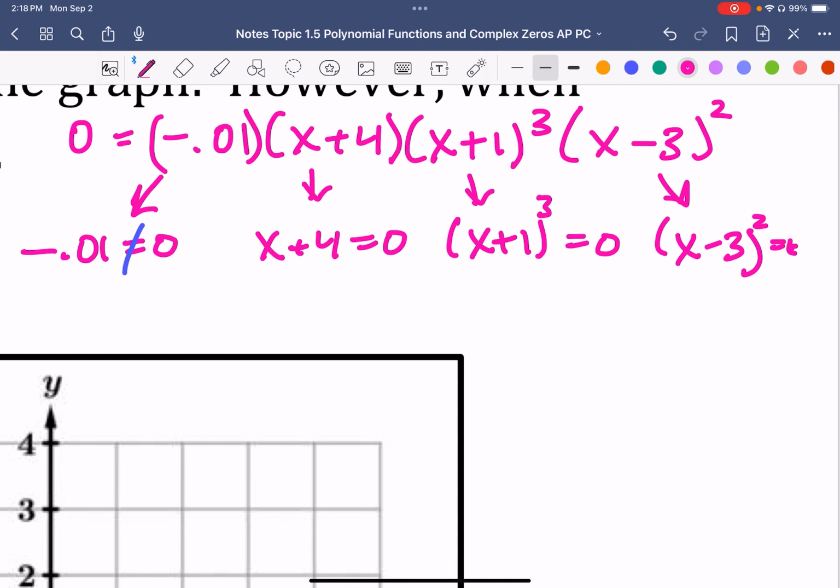Okay. On the next one, we know we have x equals negative 4. And if I look back at the factor, x plus 4 didn't have an exponent, so that degree has to be 1, which means that my multiplicity down here will also be 1.